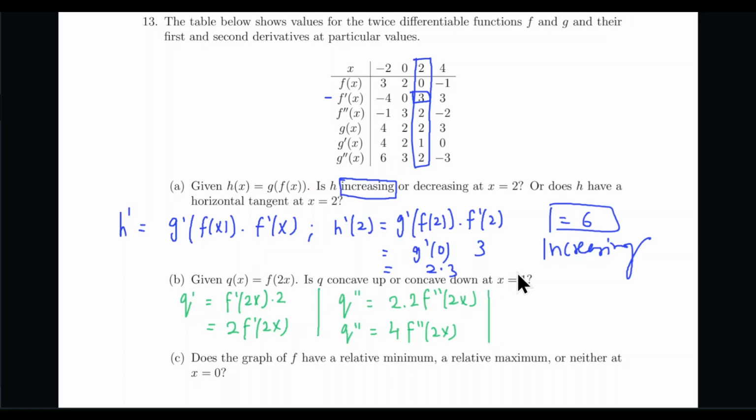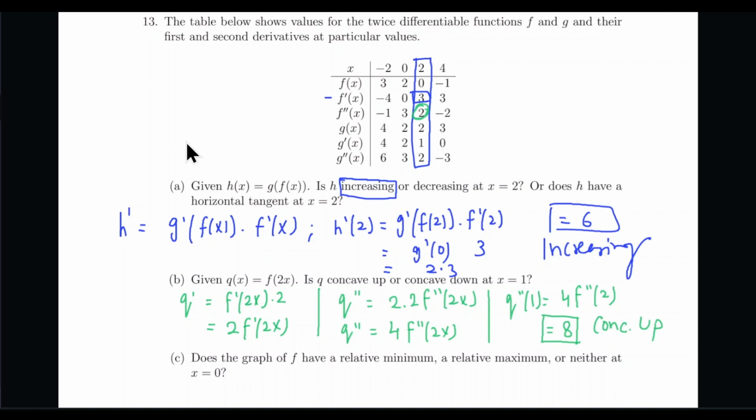They're asking at x equal to 1. So q double prime of 1 is 4 times f double prime of 2. At x equal to 2, f double prime is 2, if I'm reading it correctly. So 4 times 2 is 8, so 8 means it is concave up. All right.